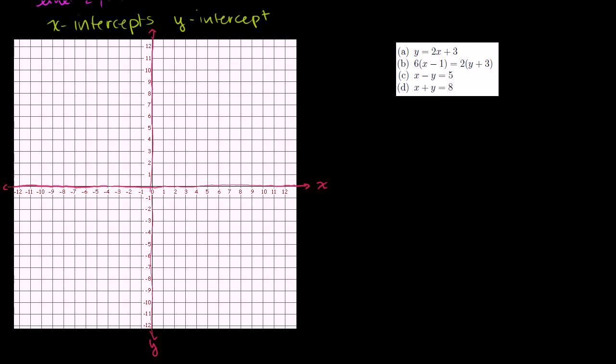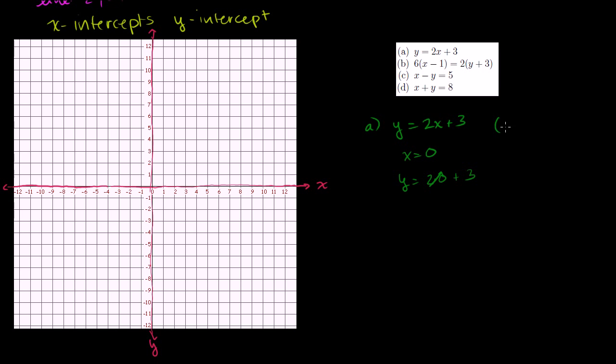So let's do part A. Let me do it in a different color, not the same color as my intercepts. Part A, we have the equation y is equal to 2x plus 3. So first of all, let's think about what happens when x is equal to 0. Y is going to be equal to 2 times 0 plus 3. Well, 2 times 0 is just 0. So y is equal to 0 plus 3, or y is equal to 3. So the point x is equal to 0, y is equal to 3 satisfies this equation, or it's on the line defined by this equation.